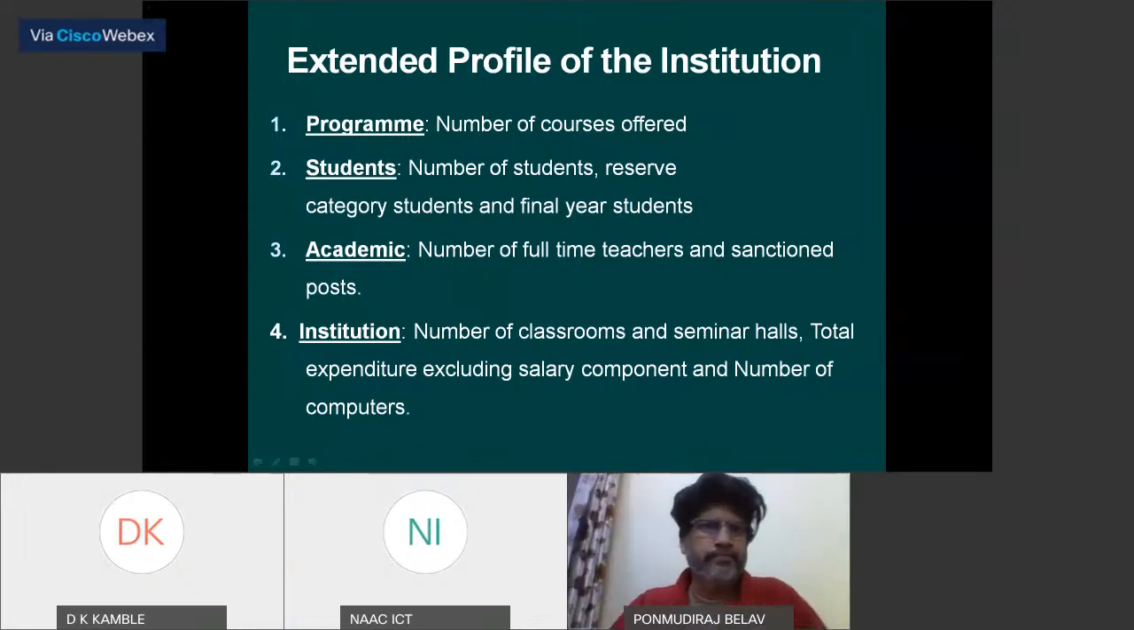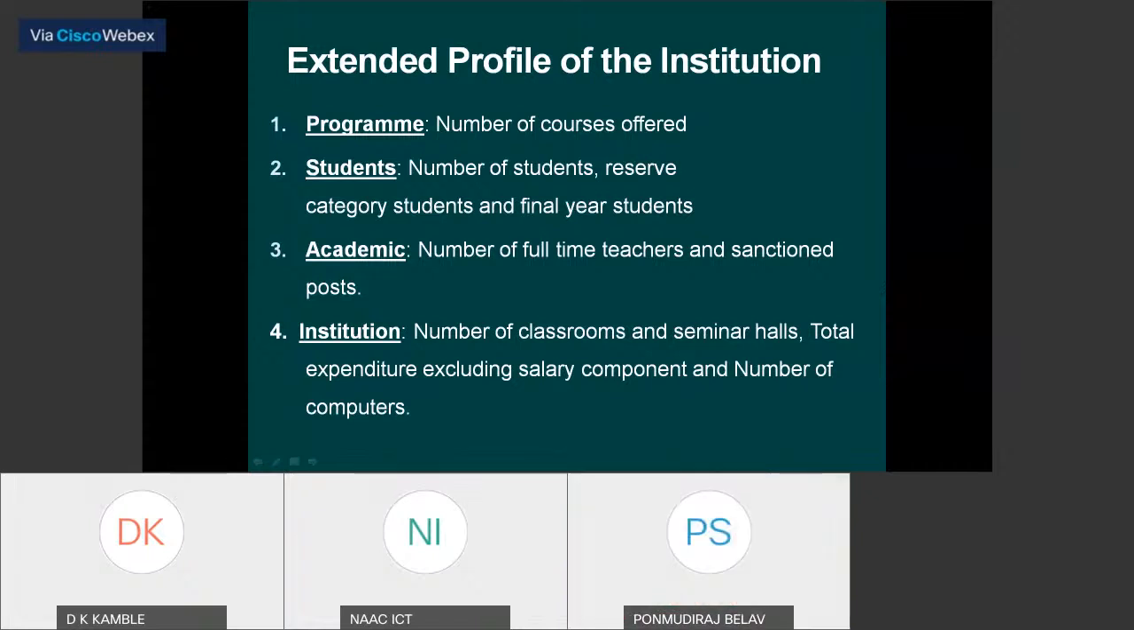Then related to the institution, how many classrooms and seminar halls are in the institution, meaning the total number of classrooms and seminar halls in the institution, the total expenditure excluding salary component, and the number of computers.